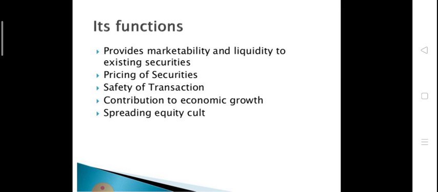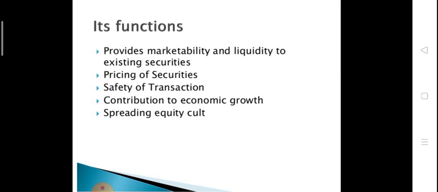So it provides us safety from any illegal and fraudulent activities. So it is very secure and safe if we want to invest our money in a stock exchange. Now the next one is contribution to economic growth. The stock exchange deals with finance, which means it contributes to economic growth.